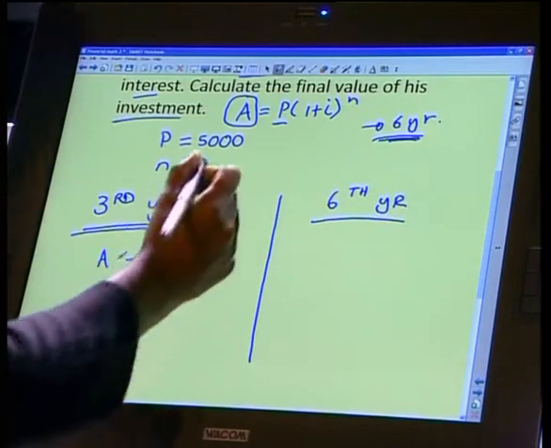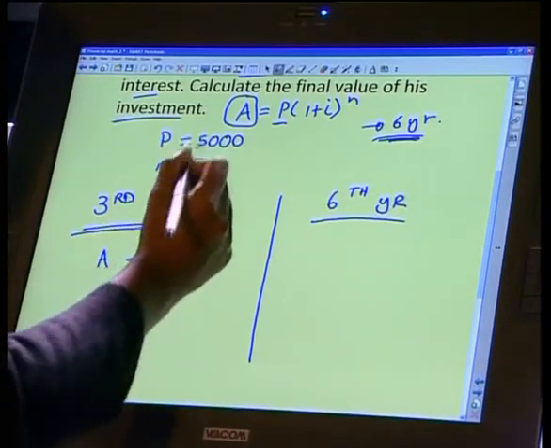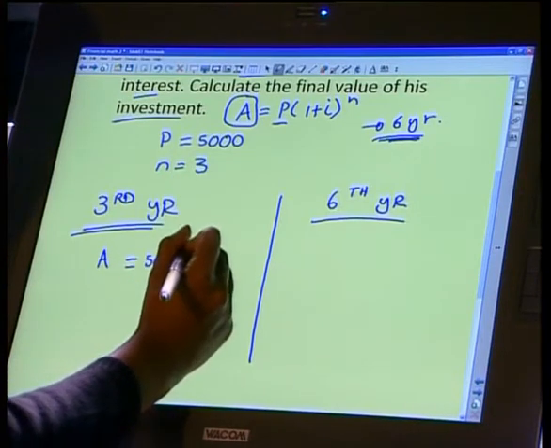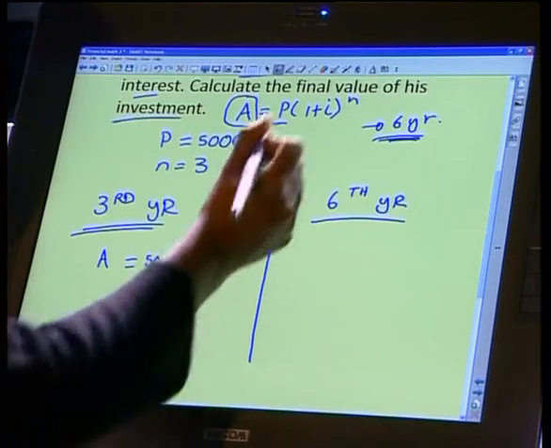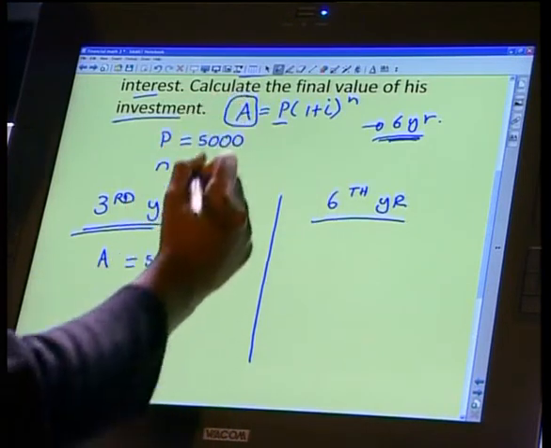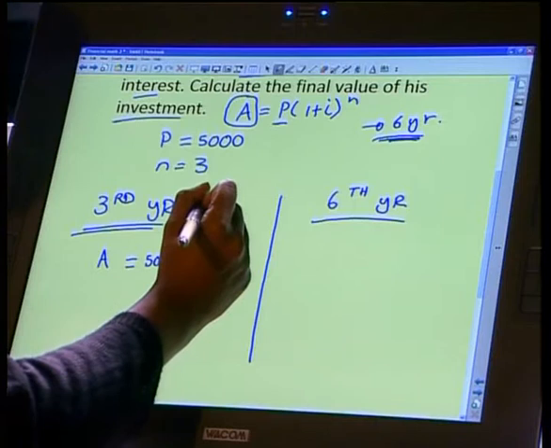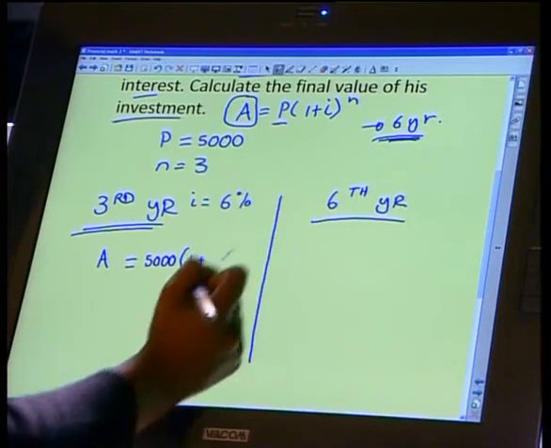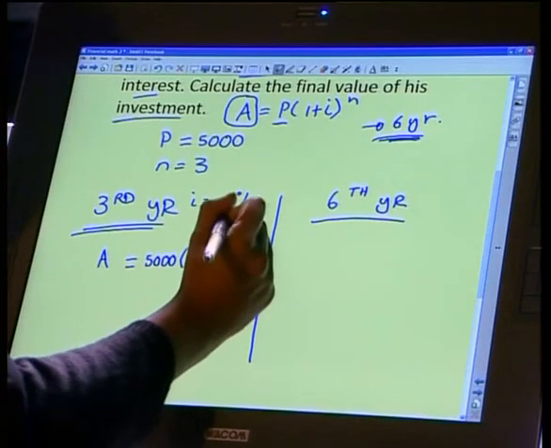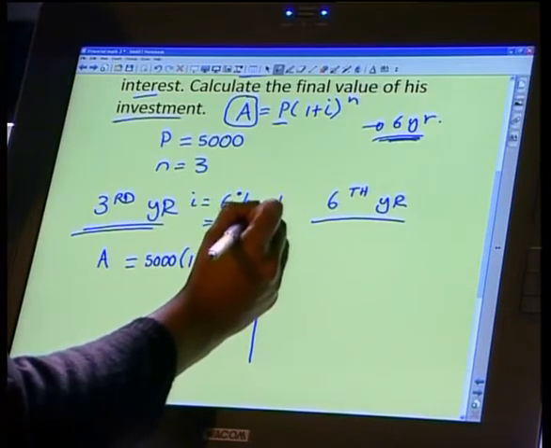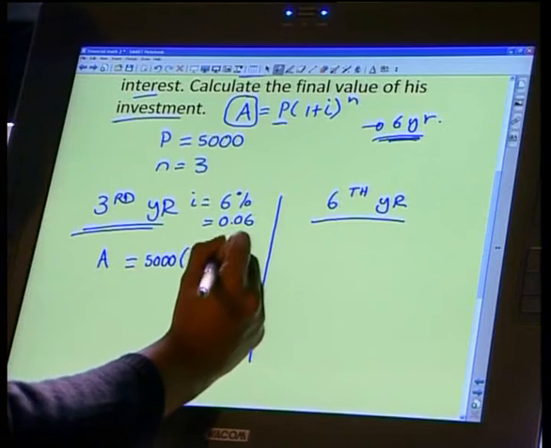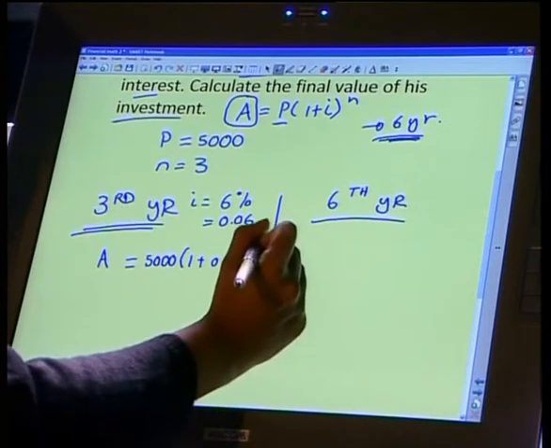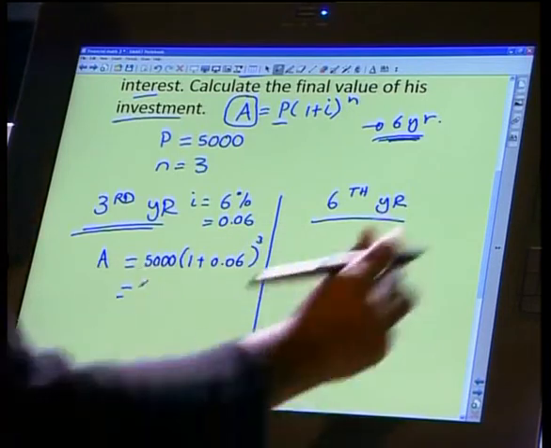So A here, to work out the first part, A is equal to P, which is 5,000, times 1 plus I. The interest rate for the first part of this, the effective interest rate, was 6% per annum. Per annum, remember, means per year. 6% we can write as 0.06, since it's 6 divided by 100. And this is invested for a period of 3 years. So the entire thing is raised to the power of 3.